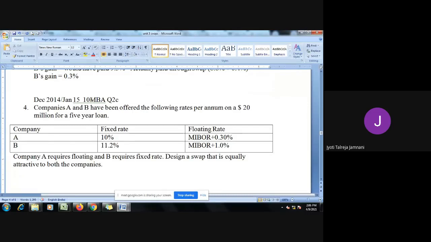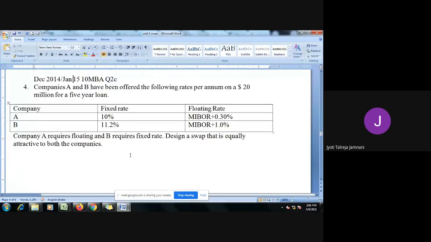It has come in the December 14, Jan 15 paper. Company A and Company B have been offered the following rates per annum on a $20 million 5-year loan. The fixed rates and floating rates are given. Company A requires a floating rate and B requires a fixed rate. Design a swap that is equally attractive to both the companies.